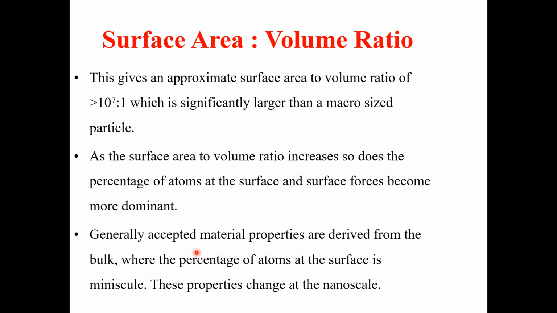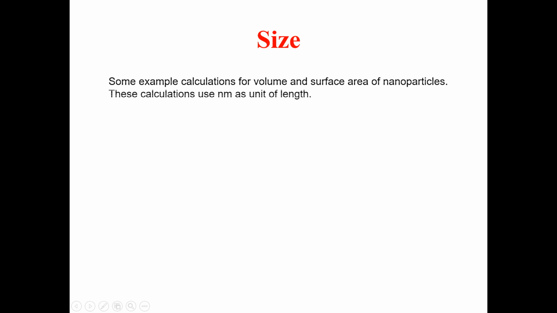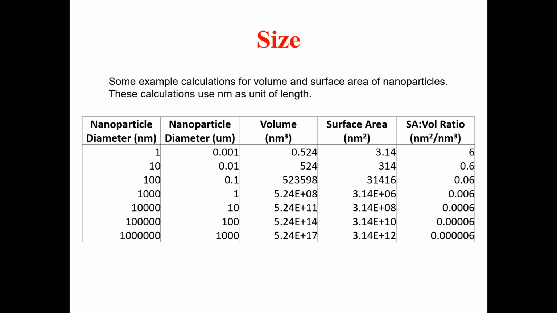This phenomenon is a generally accepted property derived from the behavior of nanomaterials, and everybody knows about these effects now. Here are some example calculations for the volume and surface area of nanoparticles. These calculations use the nanometer as the unit of length, and you can see for yourself how, when we change the diameter of the nanoparticle, the volume and surface area increase, and along with that how the surface area to volume ratio changes.